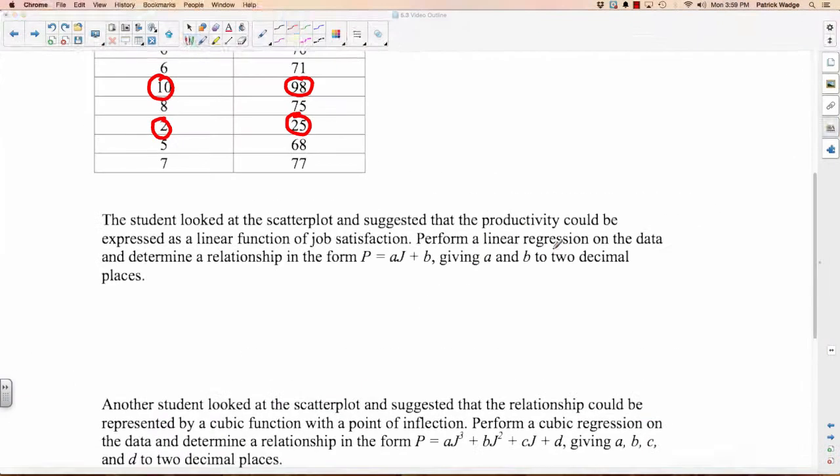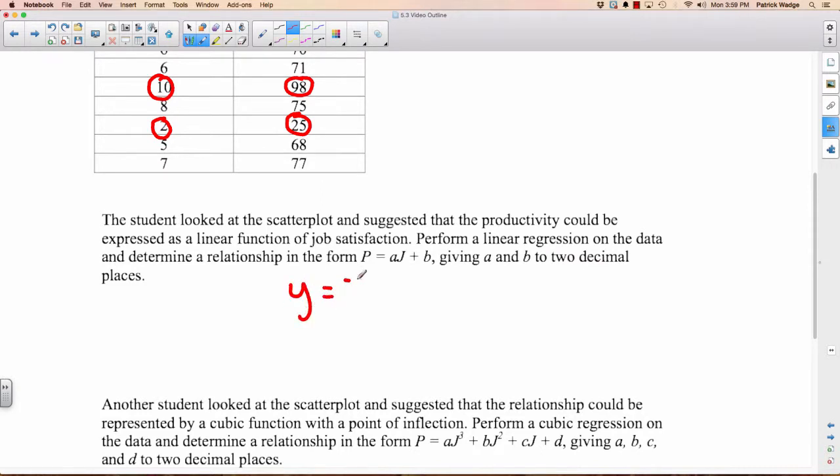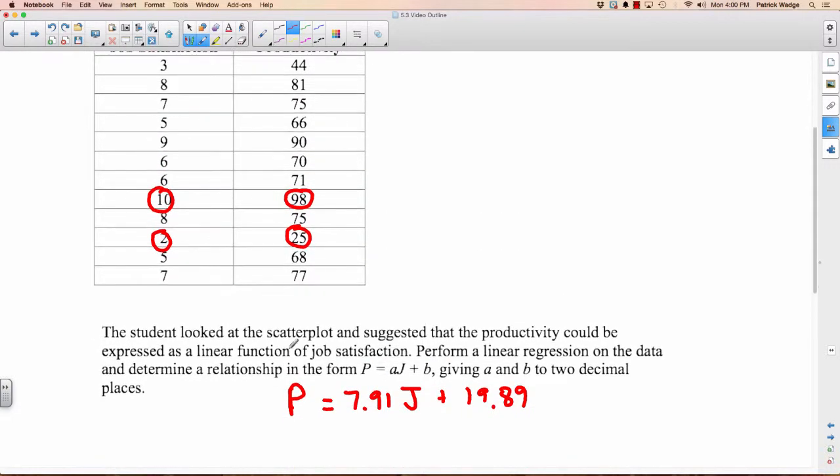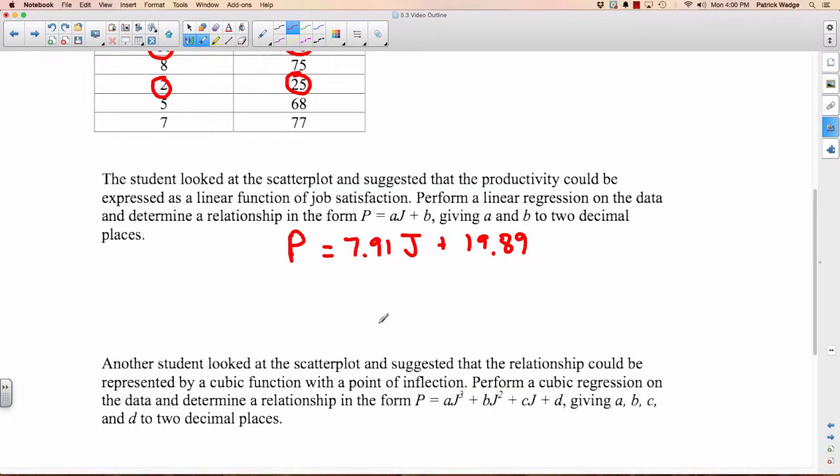So let's write that down. Y equals 7.91 x plus 19.89. Of course, I've done this wrong. It's supposed to be p, isn't it? And it's supposed to be j there. So we'll change that. It's supposed to be p equals 7.91 j plus 19.89, where p is productivity and j is job satisfaction.